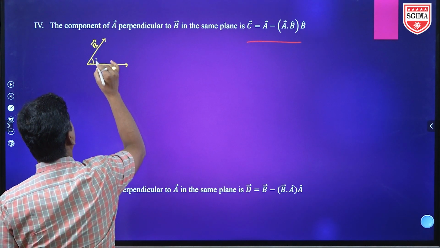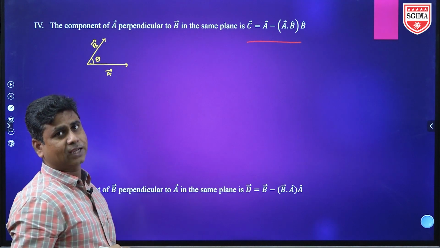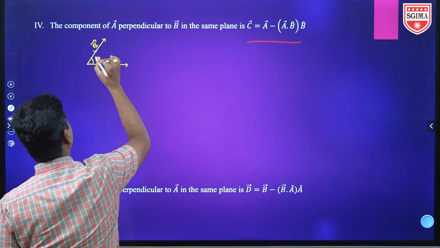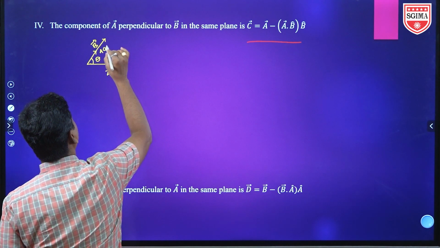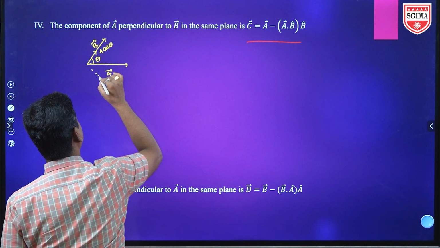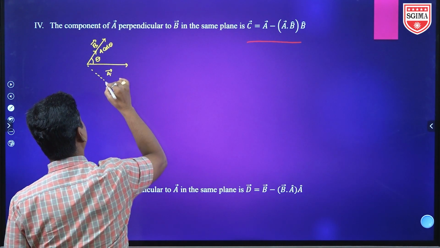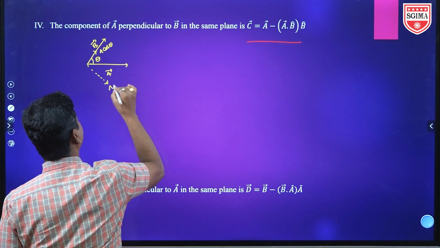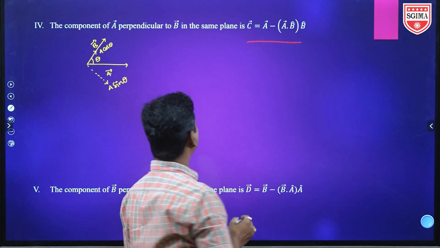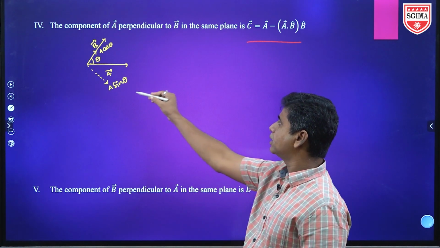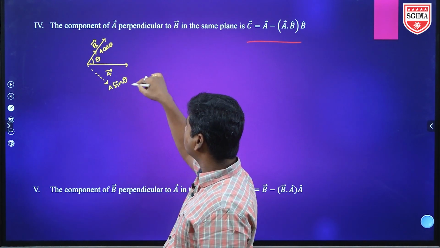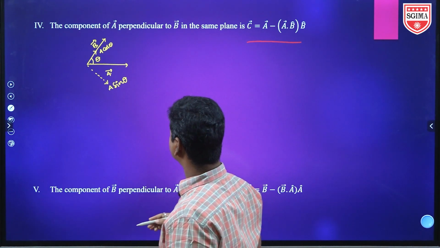The angle between a bar and b bar is theta. Take the angle between the vectors a bar and b bar as theta. One component of a bar acting along the direction of b bar is A cos theta. One more component acts normal to that, normal to this A cos theta, and it is A sin theta. They are asking for the component of a bar perpendicular to b bar in the same plane, meaning this A sin theta component is normal to b bar and also in the same plane.